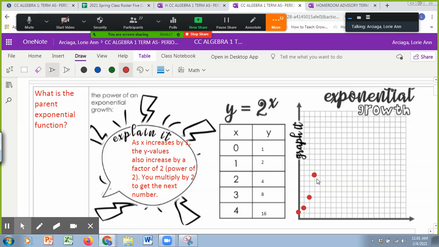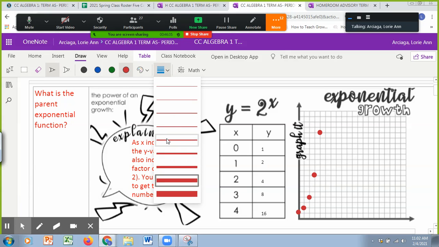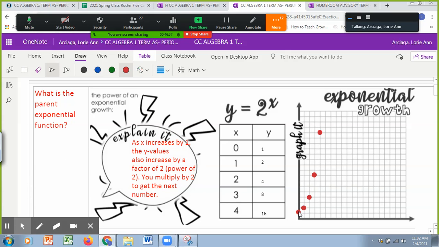Alright, one last. 1, 2, 3, 4. There you go. Alright. Now try to connect your graphs. You can do a better job at that. Okay, it should be like that.